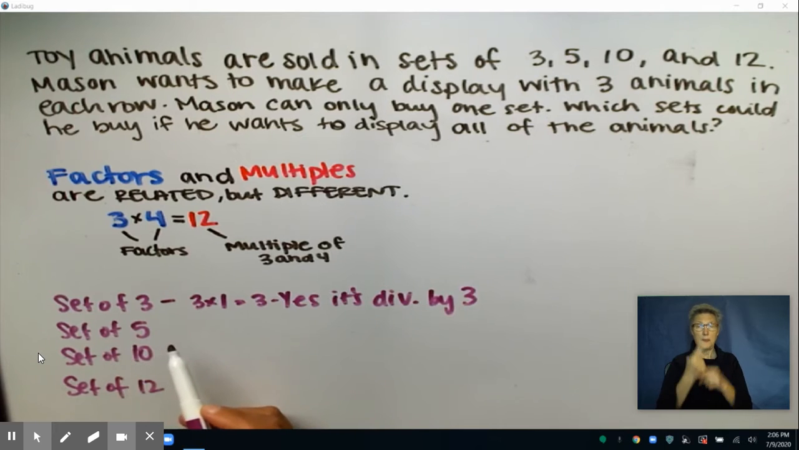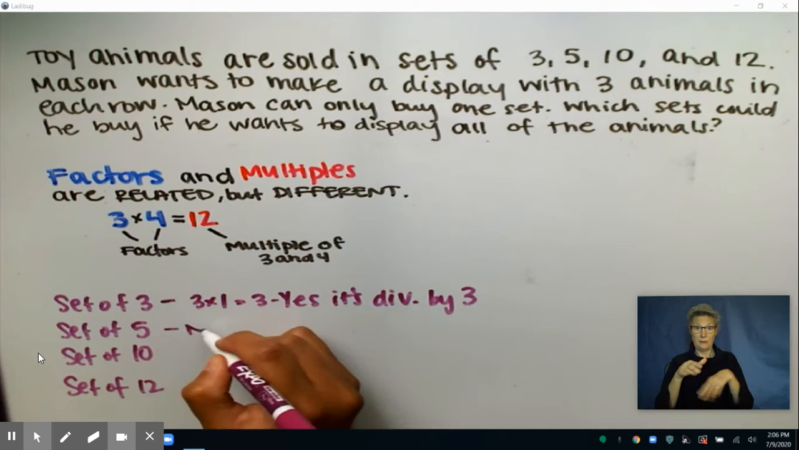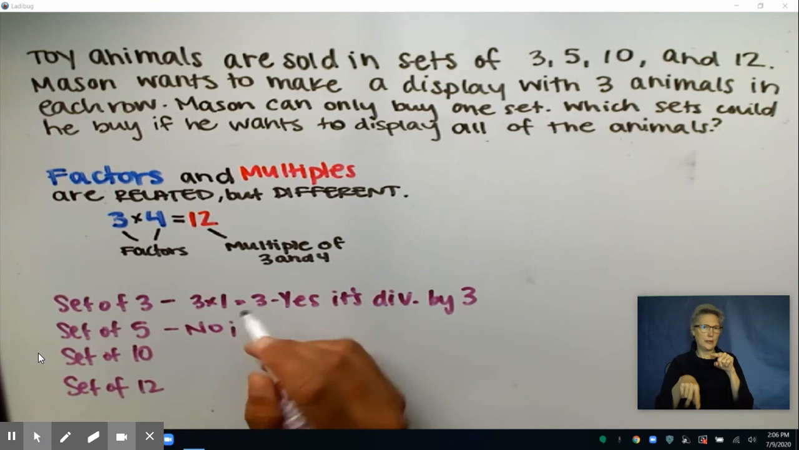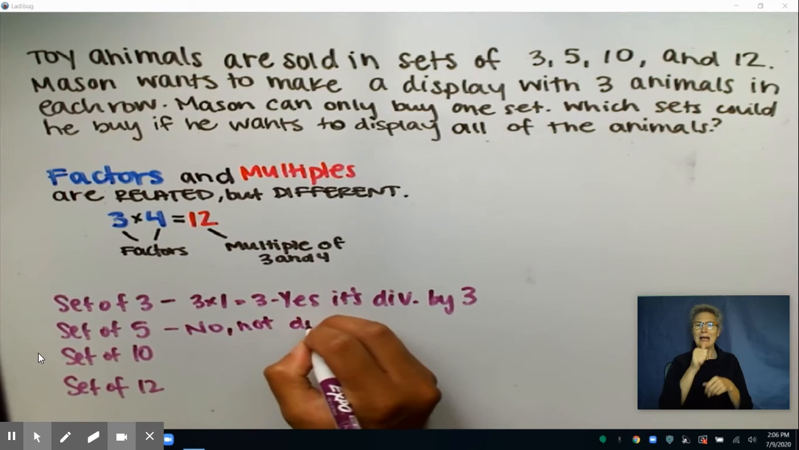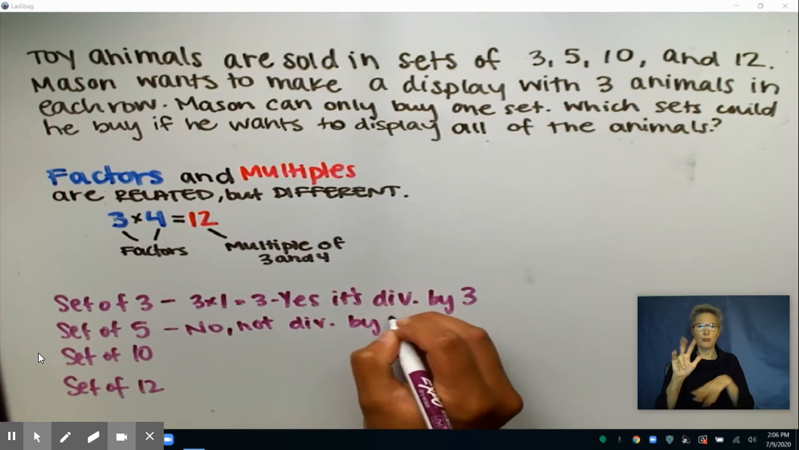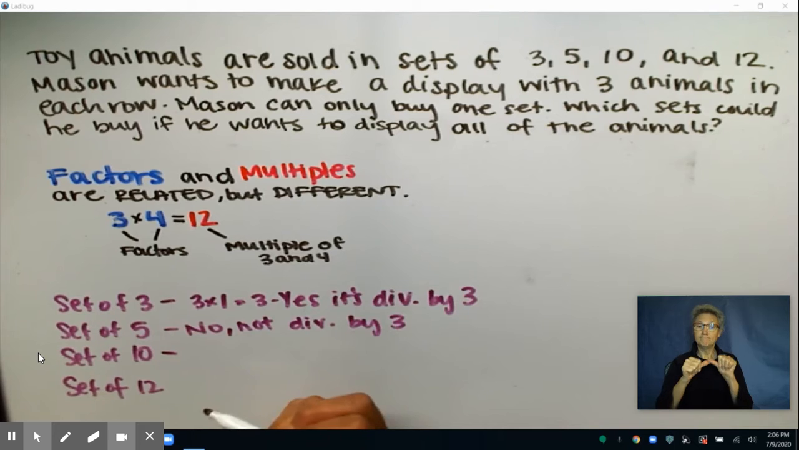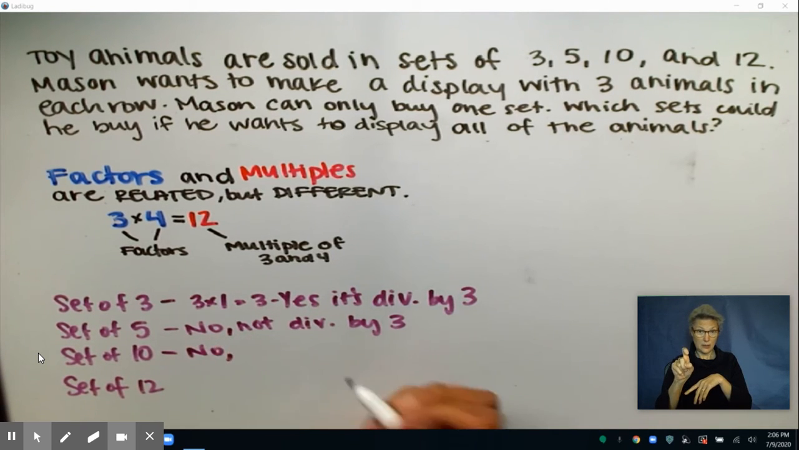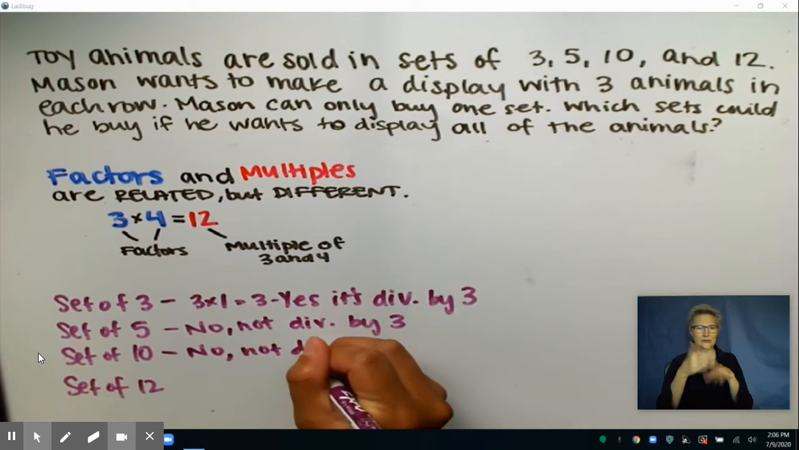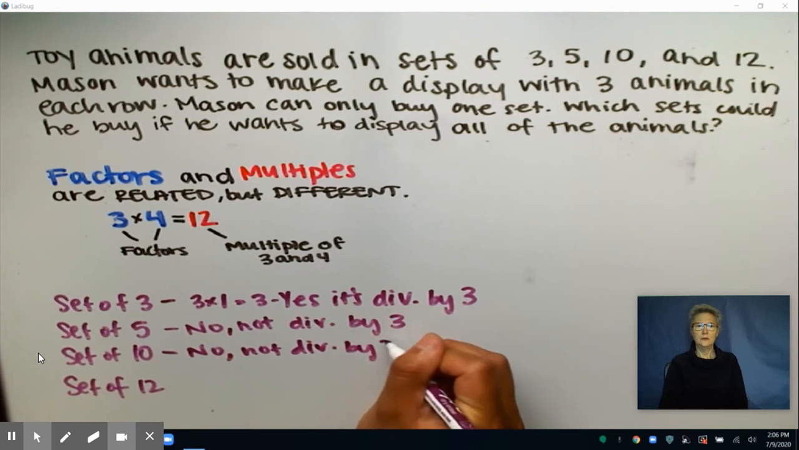Now I'm going to think of this set of 5. Is 5 divisible by 3? No, it's not. So no, not divisible by 3. I'm going to keep going. What about 10? Is 10 divisible by 3? And we know the answer to that is no, it's not divisible by 3.